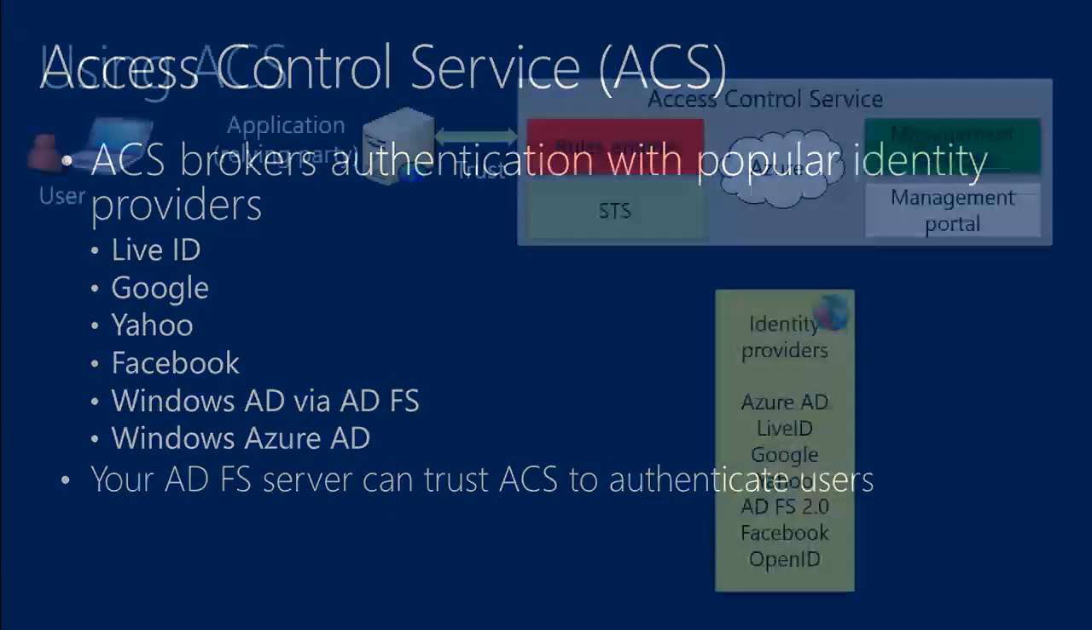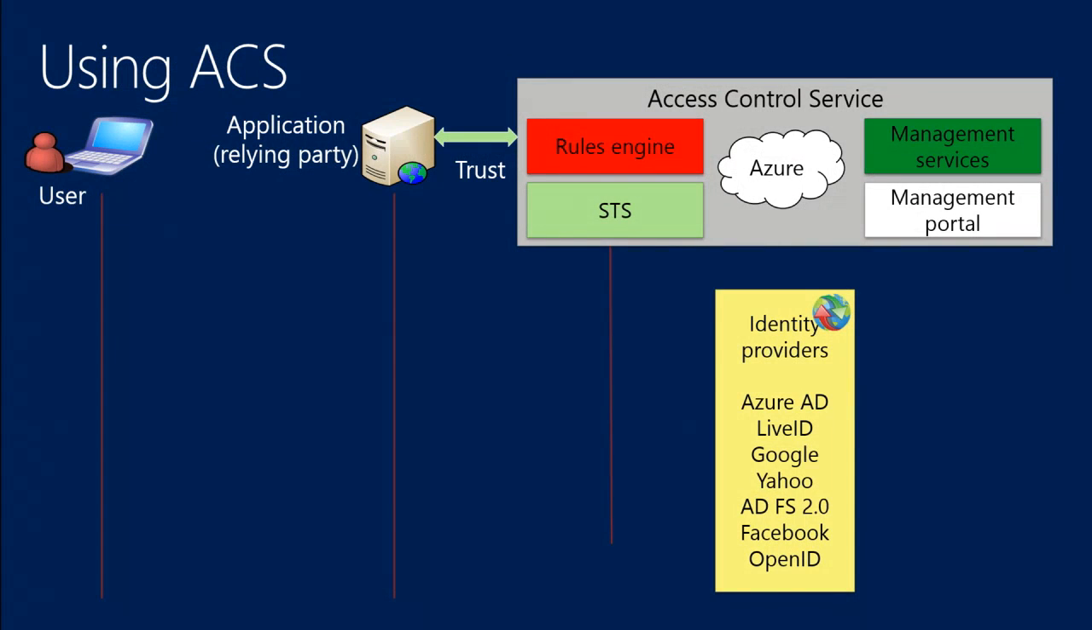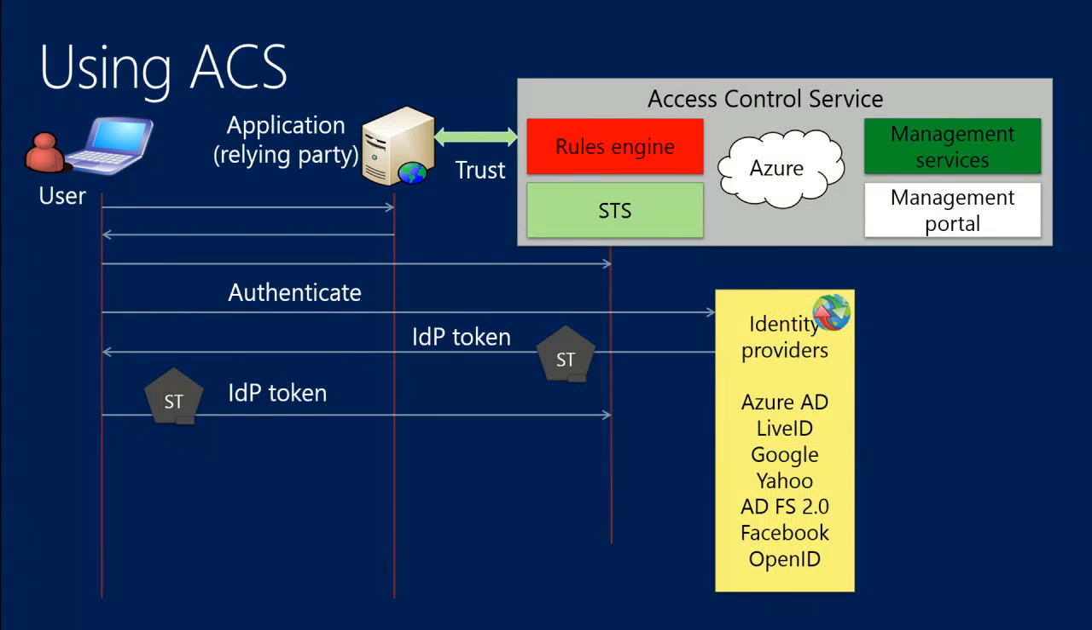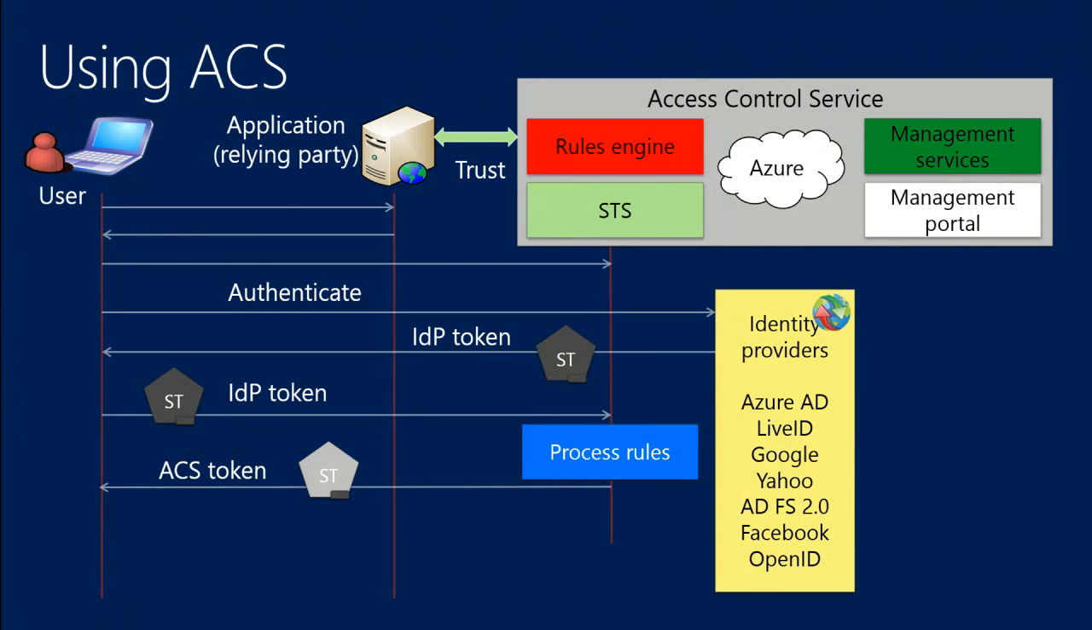And the way it works is the user hits the application. The application will then redirect the user up to ACS. You then choose what you want to authenticate with. And at that point, you bounce off to the appropriate identity provider. You get a token from that, which is presented back to the access control service, which processes the token and passes it back. It gets passed to the application, and then you're done.